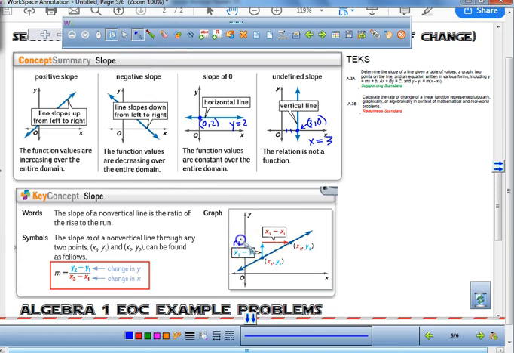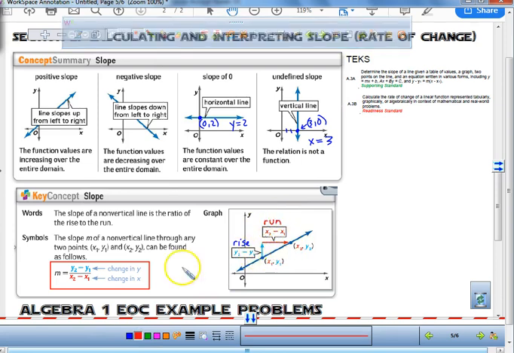So this is called the rise, everybody. And this section right here is called the run. So remember, it was rise over run. I'm going to put it right here in words. I'm going to write, this is going to be the rise of the line over the run. So you can write that down.